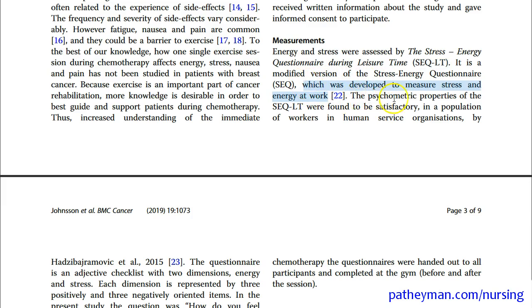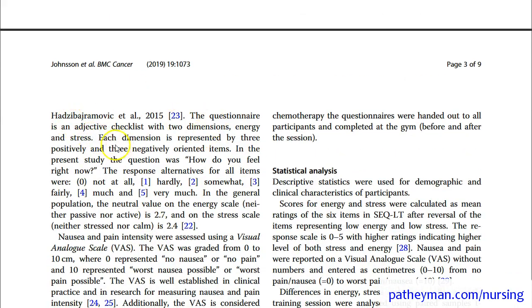Let's keep reading. The psychometric properties of the SEQ-LT were found to be satisfactory in a population of workers in human service organizations by so-and-so. And then they tell you a little bit more about what it's like. Now, the question is, are these people at work? Or are they just bopping around their ordinary daily lives, not at work? And they don't really specify that. So is this valid and reliable for the people that were using it in? And the answer is, I don't necessarily know. So you'll have to make that judgment call for yourself.